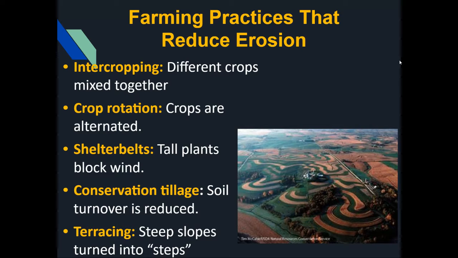So, farming practices that reduce erosion. Intercropping is different crops mixed together. Crop rotation, crops are alternated. Shelter belts, tall plants block wind. Conservation tillage, soil turnover is reduced, and terracing, the steep slopes turned into steps, which also help prevent erosion. So these are just some different methods that can be used, also based off the land type, to reduce the amount of soil erosion.